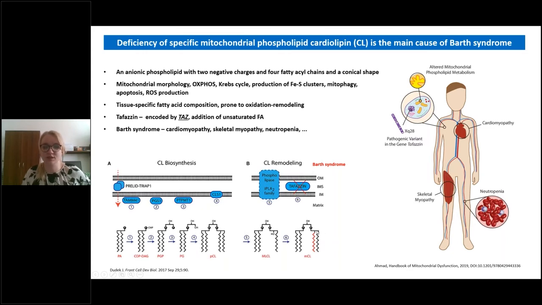Its fatty acid composition is tissue specific, but it contains mainly unsaturated fatty acids, and double bonds in unsaturated fatty acids are very prone to oxidation. Therefore cardiolipin undergoes a process of remodeling in which saturated fatty acids are cleaved, monolysocardiolipin is formed, and then the protein tafazzin adds an unsaturated fatty acid. In case of Barth syndrome, because of mutation in the gene TAZ, tafazzin is not functional, and therefore monolysocardiolipin is accumulated, and the total amount of cardiolipin is decreased. This leads to symptoms of Barth syndrome, which are cardiomyopathy, skeletal myopathy, neutropenia, growth delay, and so on.